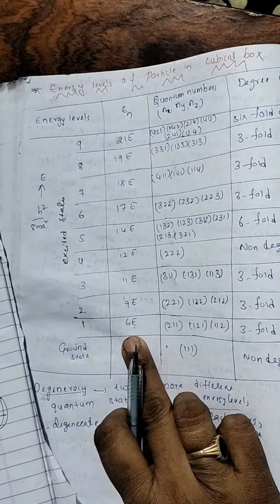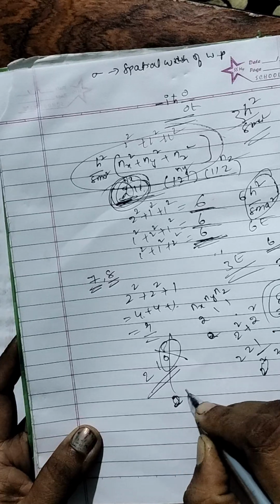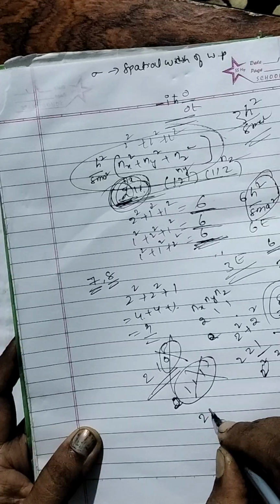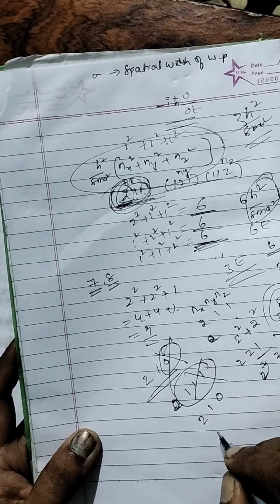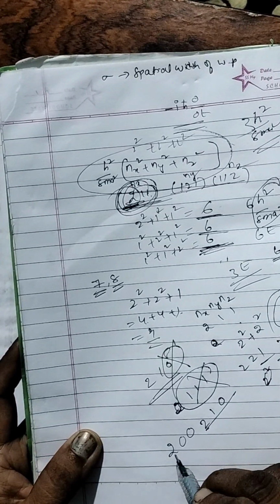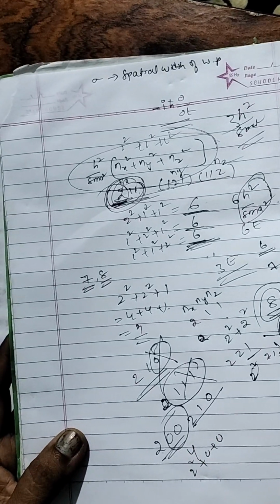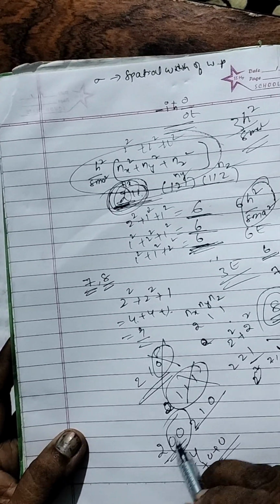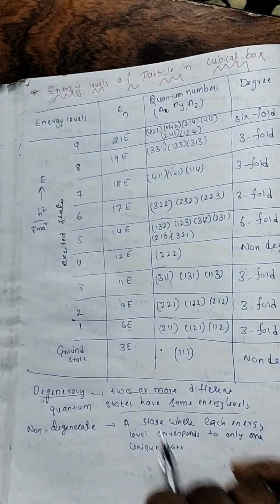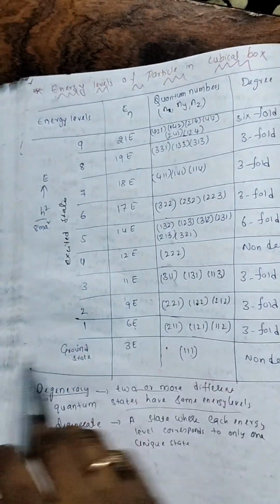Next, after 3, 4 at least has to come, no? But why are we not writing 4? For 4, the 1, 1, 1 combination gives 3, so we cannot write that. Now, the 2, 1, 0 combination gives 5. So how to write 4? 2, 0, 0: 2 square plus 0 plus 0. Here we are getting the value 4, but we have to take 2 quantum numbers as 0, which is impossible. So, after 3, what will be the next highest energy level? 6. After 6, 9.